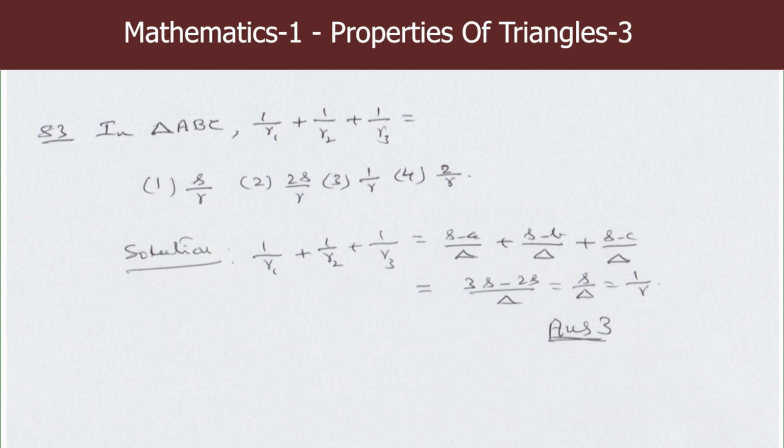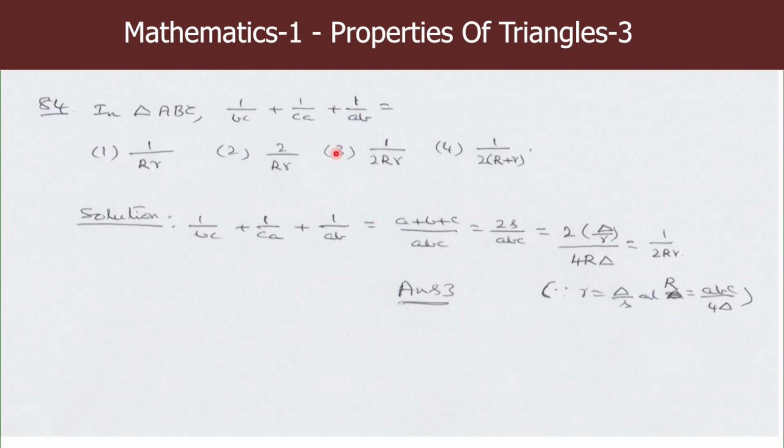83. In triangle ABC, 1 by R1 plus 1 by R2 plus 1 by R3. This is a standard result, which is nothing but only 1 by r. So 1) S by R, 2) 2S by R, 3) 1 by r, and 4) 1 by R. Again, for R1, R2, R3, you use delta by S minus A, delta by S minus B, delta by S minus C. Then S minus A by delta plus S minus B by delta plus S minus C by delta, which is S by delta, namely that is equal to 1 by r. Correct option is option number 3.